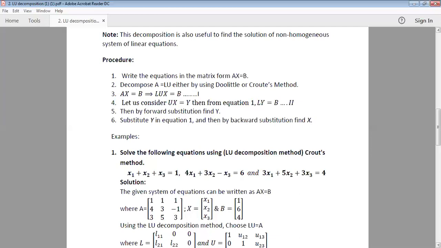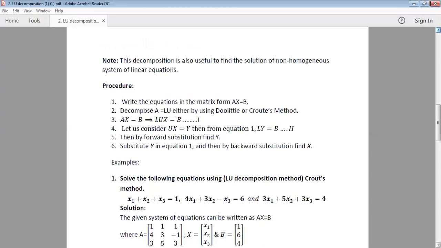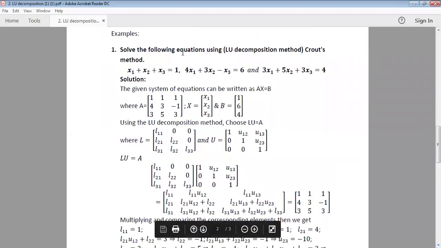So the review is here. A can be factorized as a product of lower and upper triangular matrices when all the leading principal minors of A are non-zero. Or simply, factorization is possible when all the leading principal minors of A are non-zero. Now we see one example.